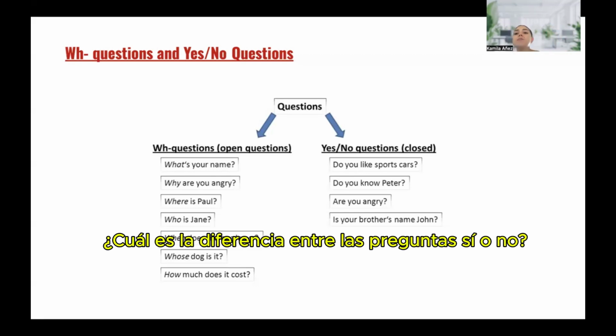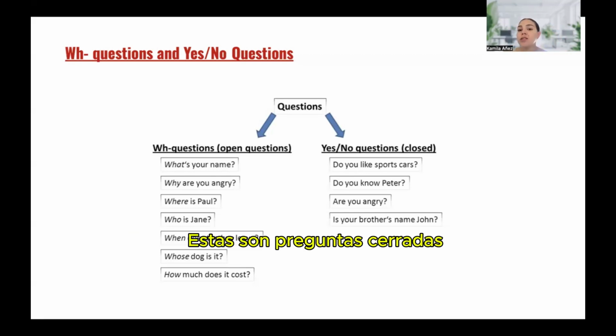What is the difference with the yes and no questions? These are closed questions. Do you like sports cars? These are yes and no questions. You have to answer with yes or no. That's it. That's why it's a closed question. Do you like sports cars? Yes, I do. Or no, I don't. Do you know Peter? No, I don't.